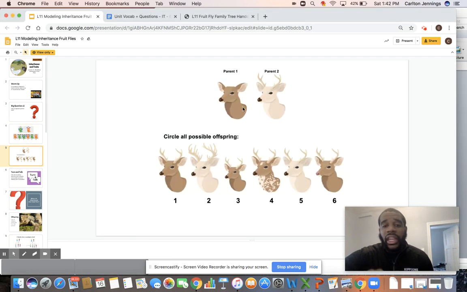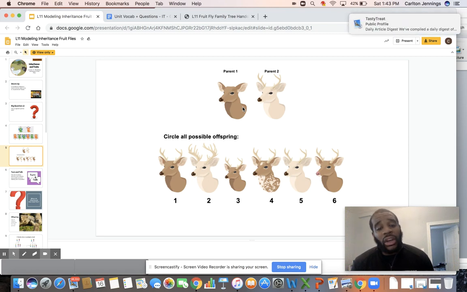Moving on to the deer. We have a brown deer with no antlers and a tan deer with small antlers. Number one can be an offspring because it can be brown from mom and it can have small antlers from dad. Number two cannot be an offspring because it has big antlers.